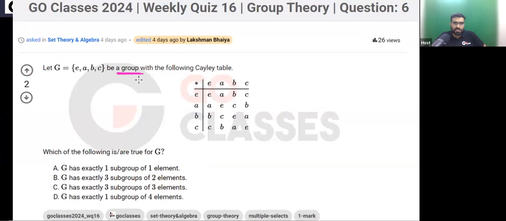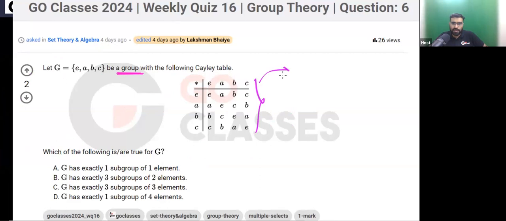So again, a group is given to you. Can you notice this is a group of order 4? Now this group's Cayley table is given to you. Which of the following is or are true? First of all, you tell me this is a group of order 4.